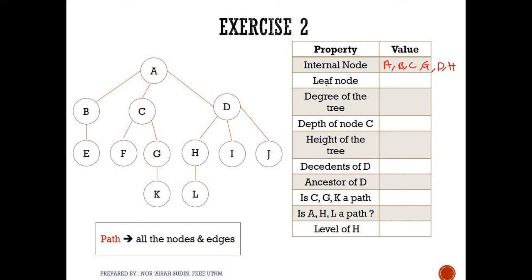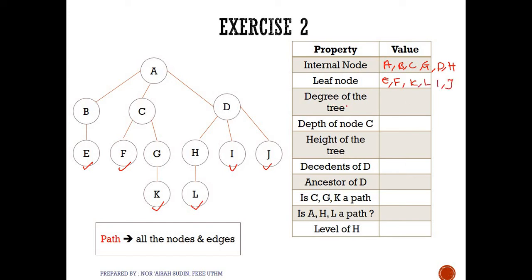What about the leaf nodes? Nodes without children. Just find nodes without children. So E, F, K, L, I, J. These are the nodes without children: E, F, K, L, I, and J.